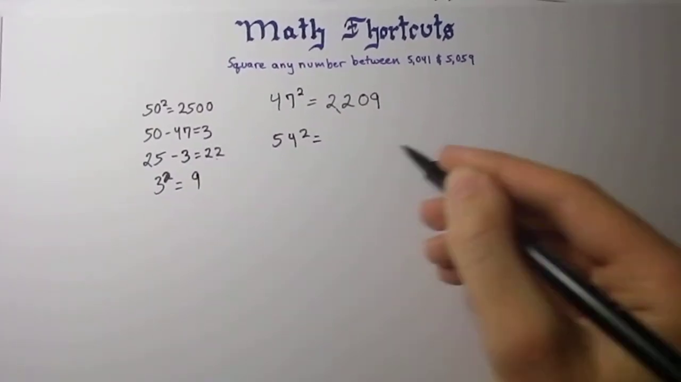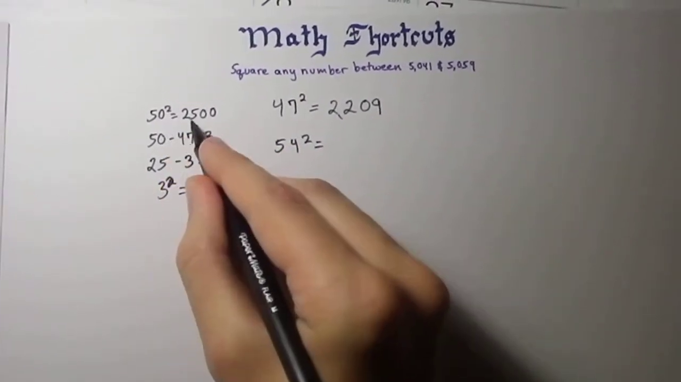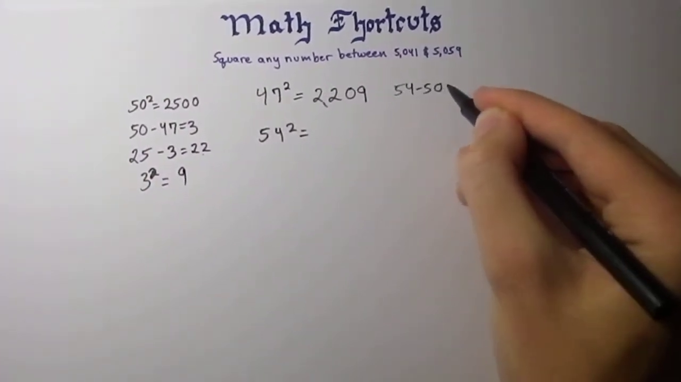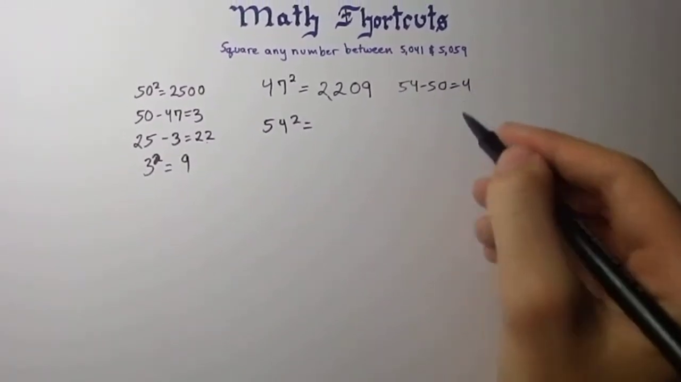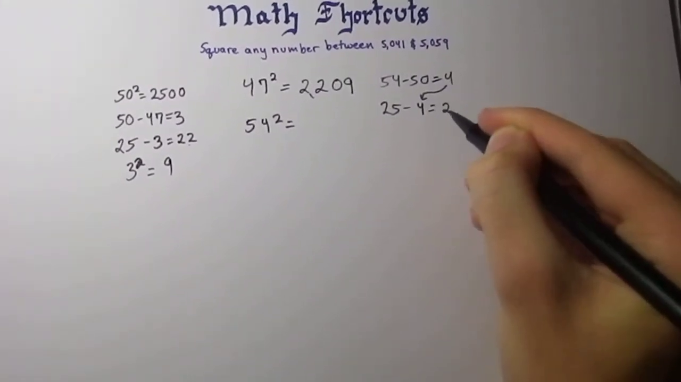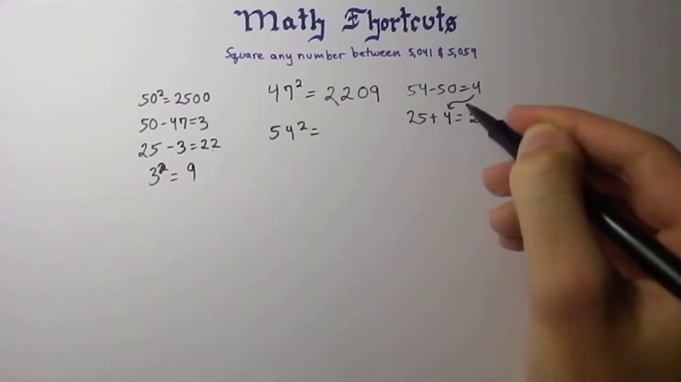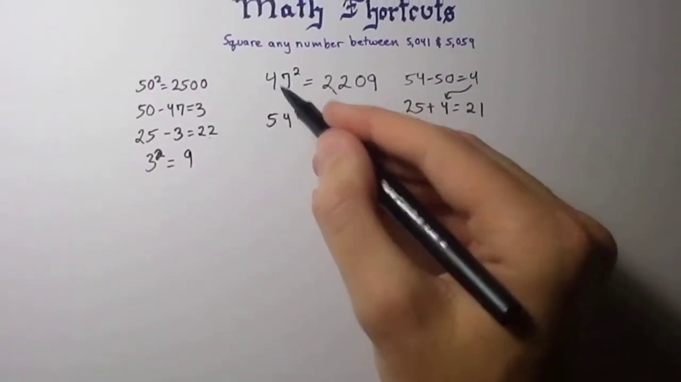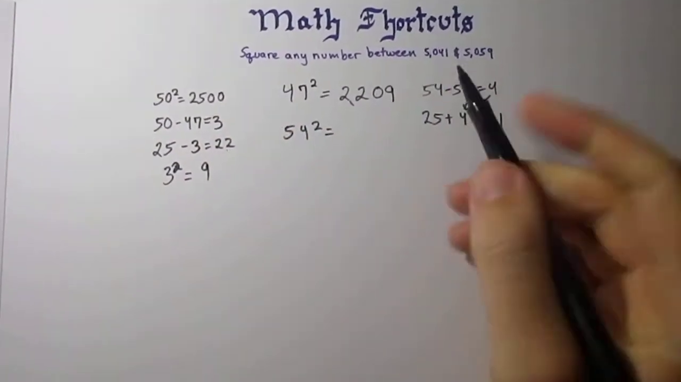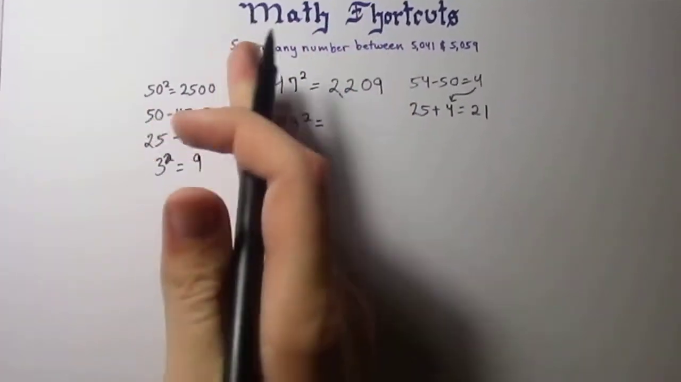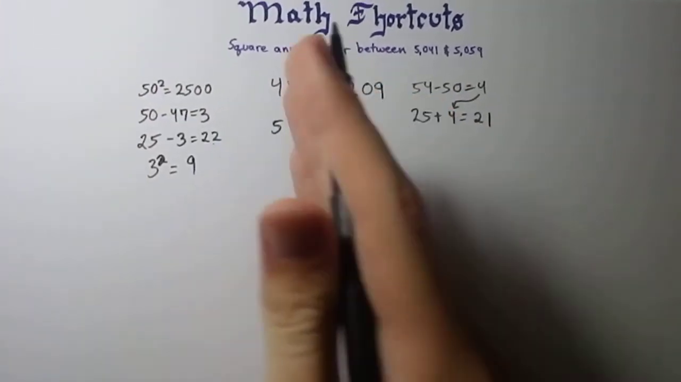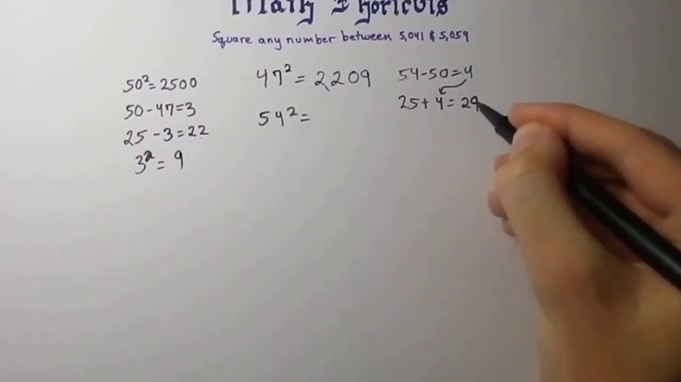54 squared. Okay. 54 squared, well, first of all, 50 squared is 2,500. 54 is how many from 50? Well, 54 minus 50 is 4. I'm sure you calculate that in your head. So you take 25 minus 4, which is 21. No, plus 4, I'm sorry, because 54 is 4 away from 50 going to the right. So you add, just like a number line. If 50 is 0, then 54 is 4 away from 50, so you add 4. So this is actually 29.